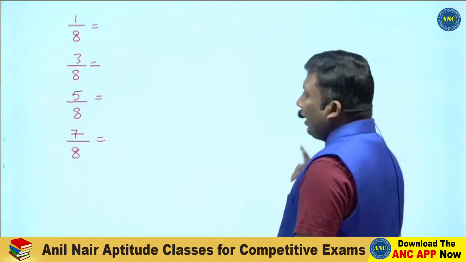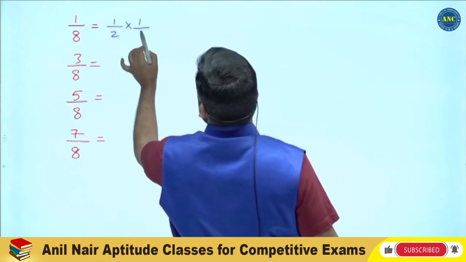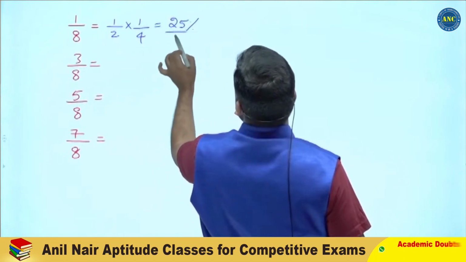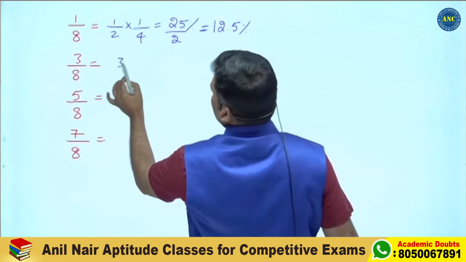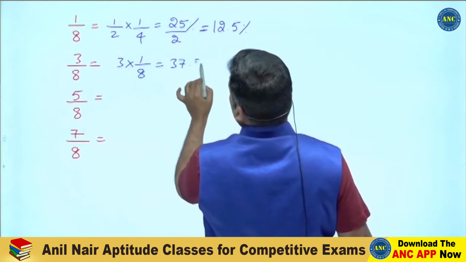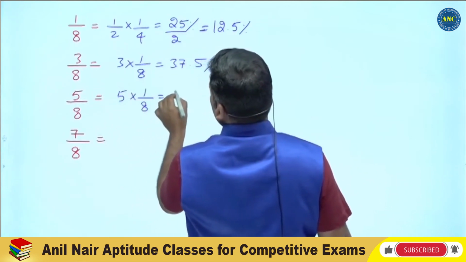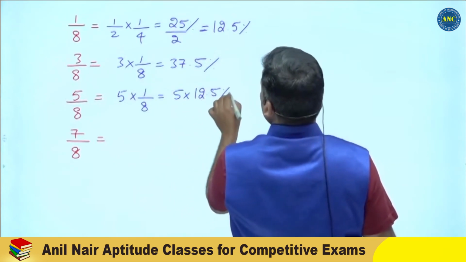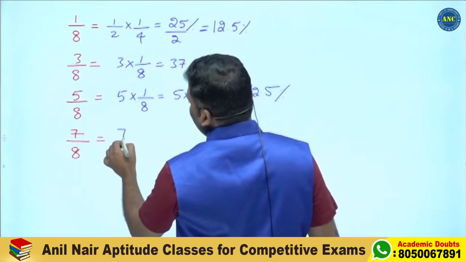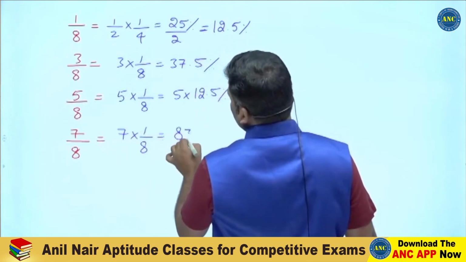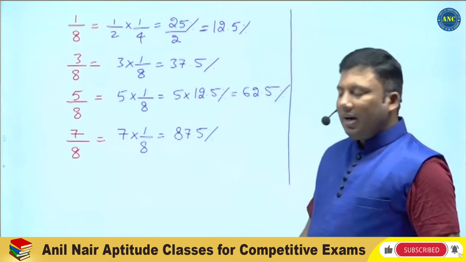Now if you see here, 8 is nothing but a power of 2, so all the answers will be exact answer options. 1 by 4 is 25%, divided by 2 is 12.5%. 3 by 8 is 3 times 12.5, which is 37.5%. 5 by 8 is 5 into 12.5, which is 62.5%. 7 by 8 is 7 times 12.5, which is 87.5%. I hope the idea is clear.